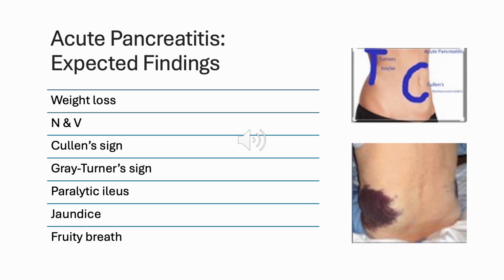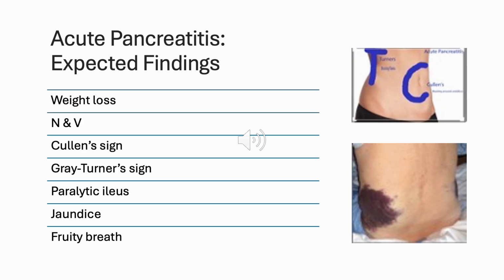Paralytic ileus can happen. They may not have a paralytic ileus, but if you don't hear bowel sounds, you may have to put in an NG tube if they do have an ileus. So of course, ask about flatus, passing flatus. And if they have a biliary obstruction, they could become jaundiced. Fruity breath and warm, moist skin could happen because of hyperglycemia.